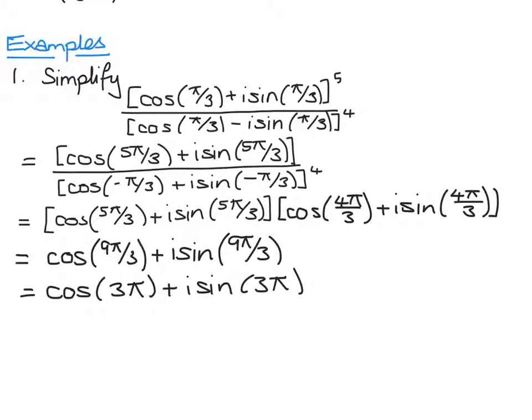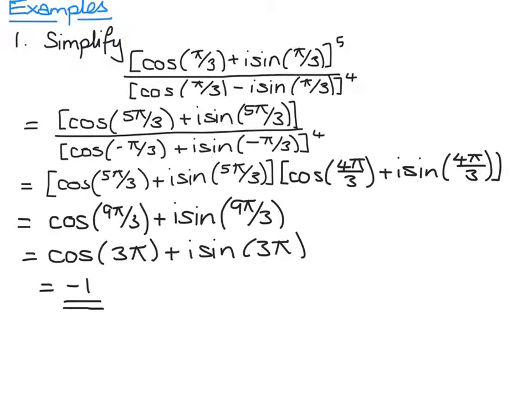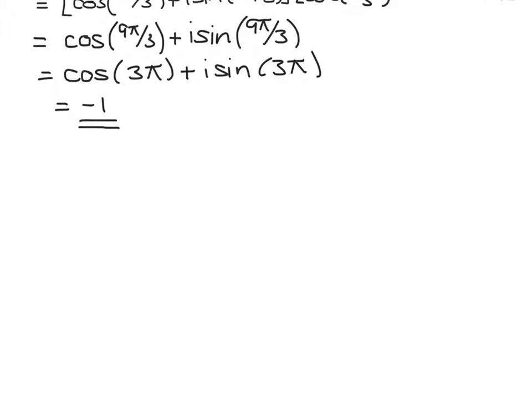And cos of 3 pi is minus 1. And sine of 3 pi is 0. So our actual solution is just minus 1. Moving on to a second example.